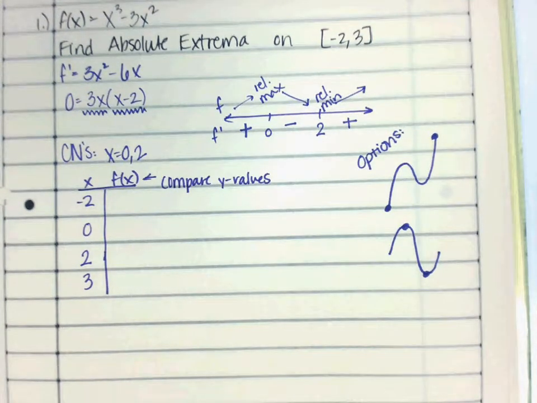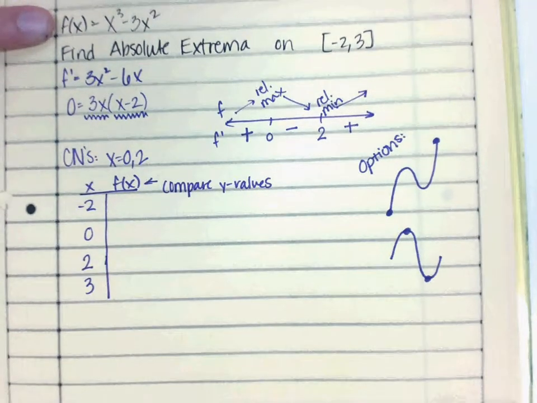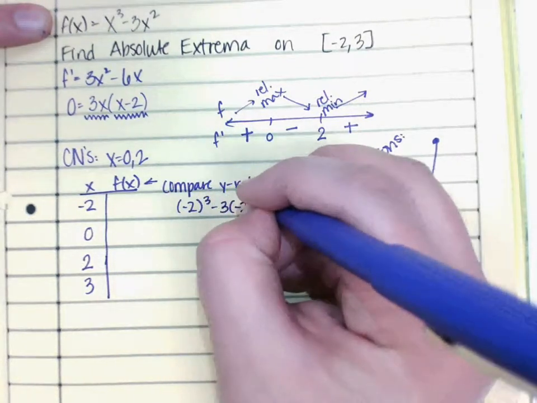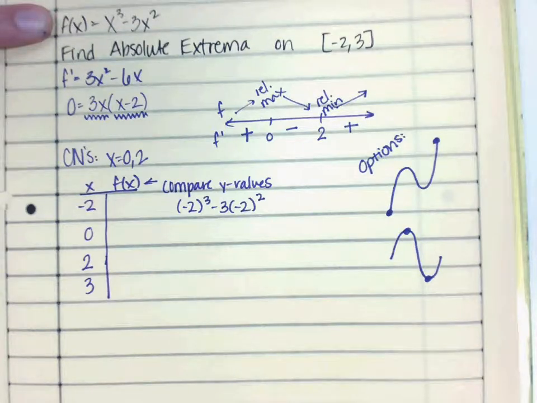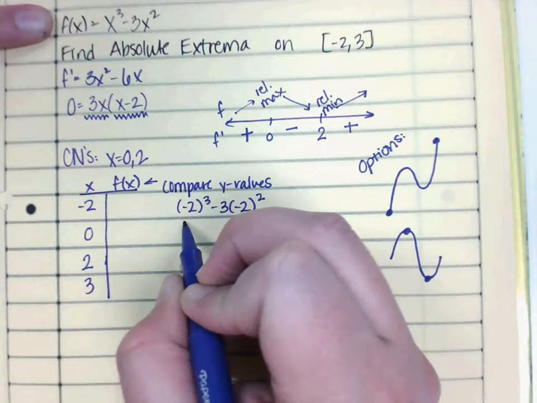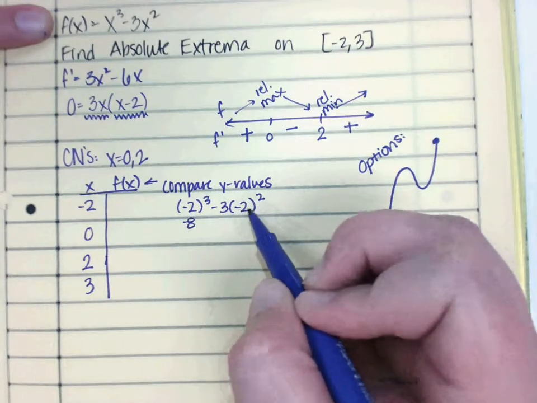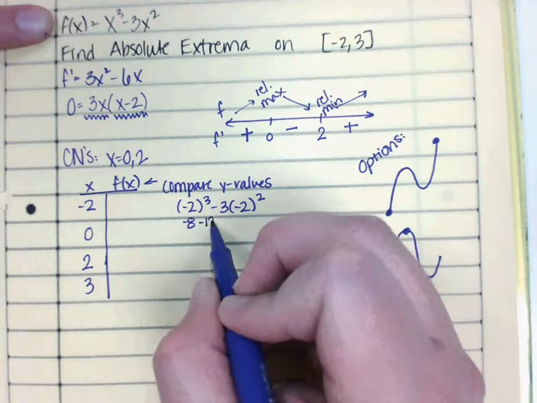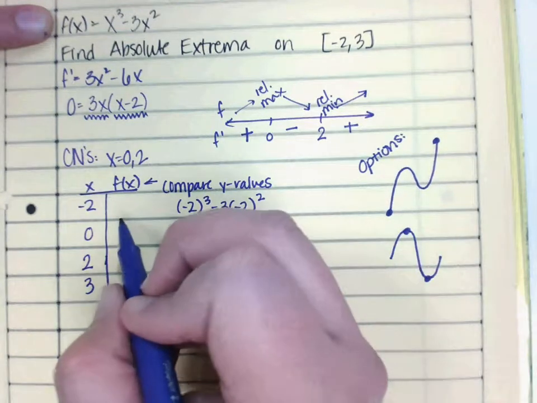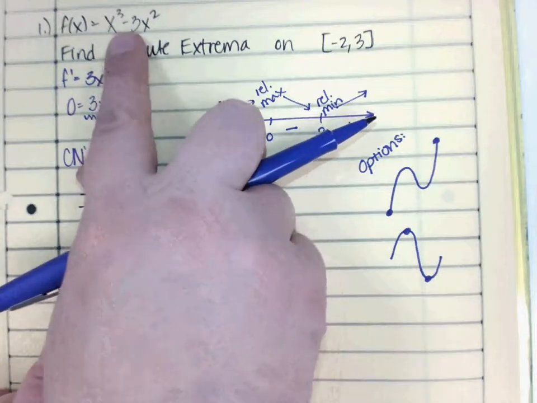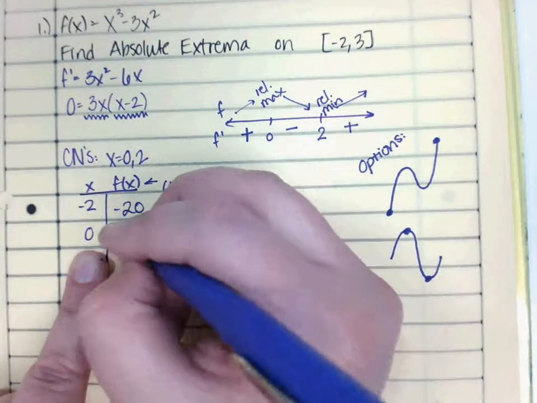So let's say I'm plugging in negative 2 first. Remember, I'm plugging into the original, which is right here. So I'd have negative 2 cubed minus 3 times negative 2 squared. Okay, well, negative 2 cubed is what? Negative 8. Negative 2 squared here is 4. Multiply that by minus 3, I get minus 12. Negative 8 minus 12 is negative 20. So at negative 2, my y value is negative 20. At 0, plug in here, what do I get? Easy, it's going to be 0.